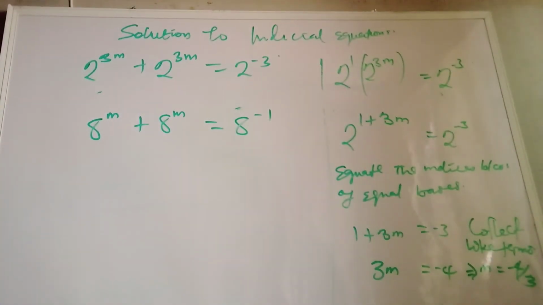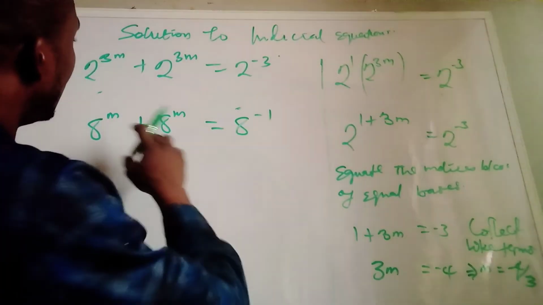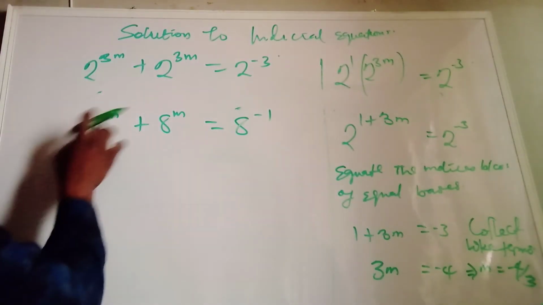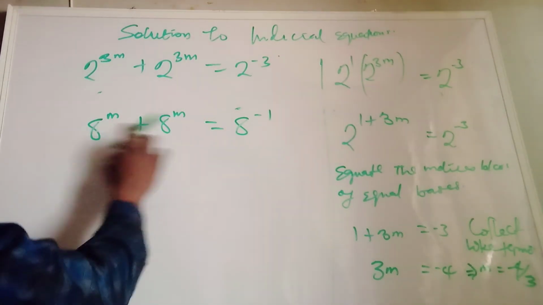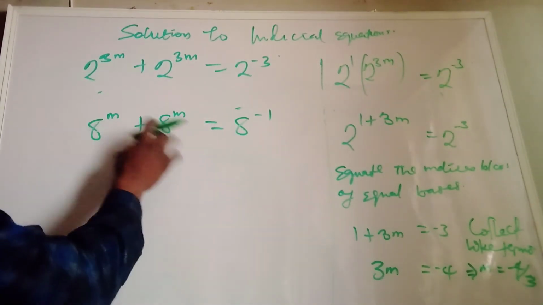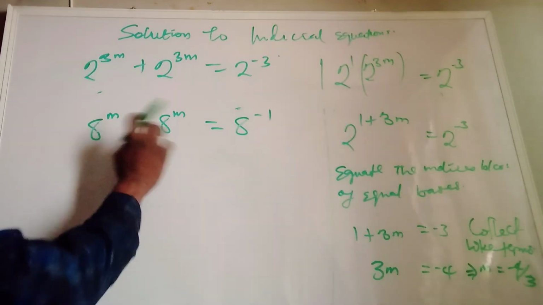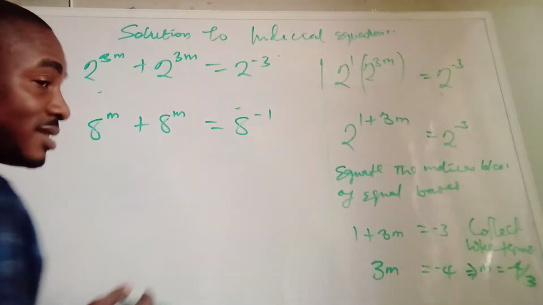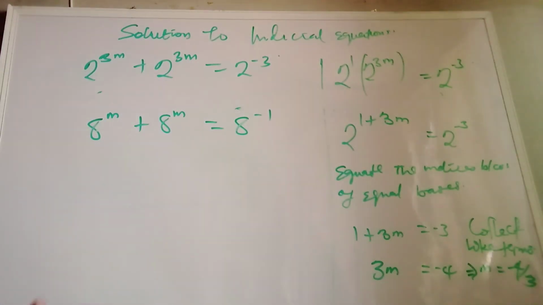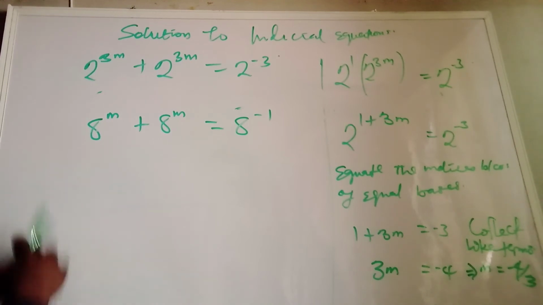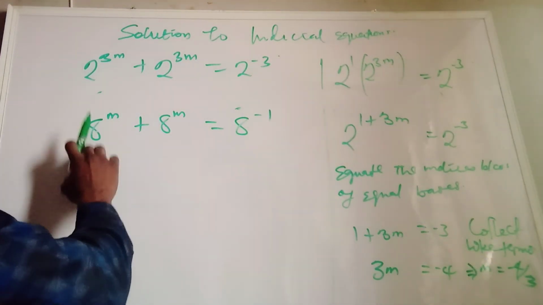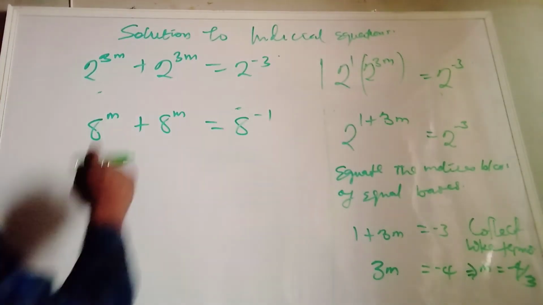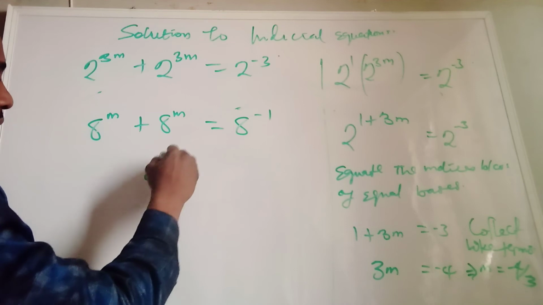Now the bases are equal, but you cannot simply equate the indices, because this is joined together by plus. You can decide to say let 8 raised to power m be equal to k. Or you can also say 1 times 8 raised to power m, another 8 raised to power m, making 2 times 8 raised to power m. That is 2 times 8 raised to power m.